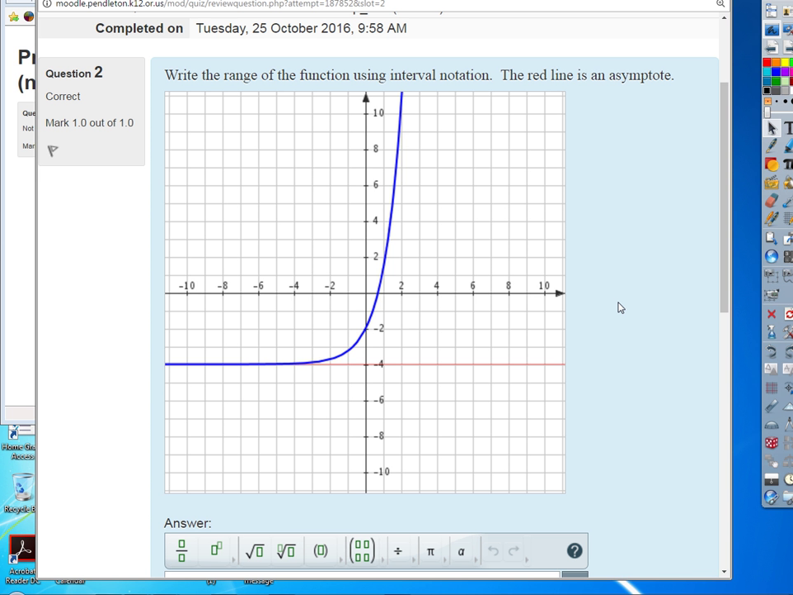So think about how we're going to do that. The range of the function.